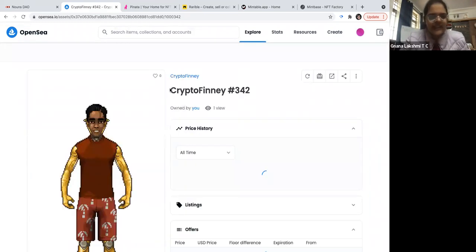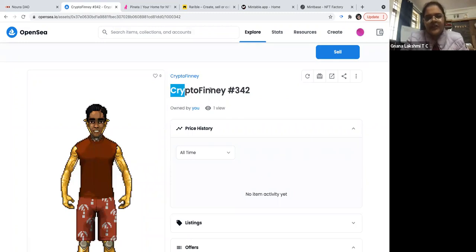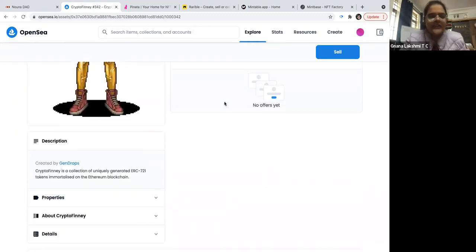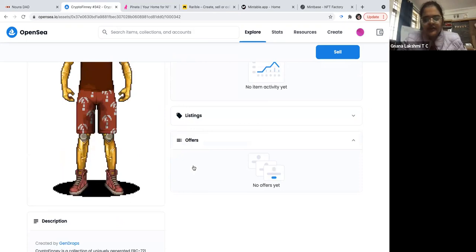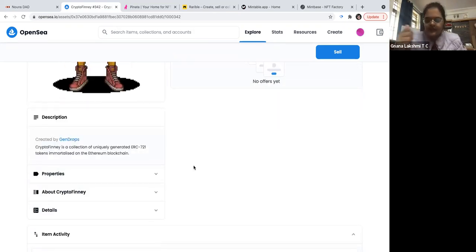So this is an NFT that I minted. It's from a project called Crypto Finnies. The idea of this project is to build educational comic magazines. That's their long-term goal. And these characters, also known as finnies, appear in their magazines.